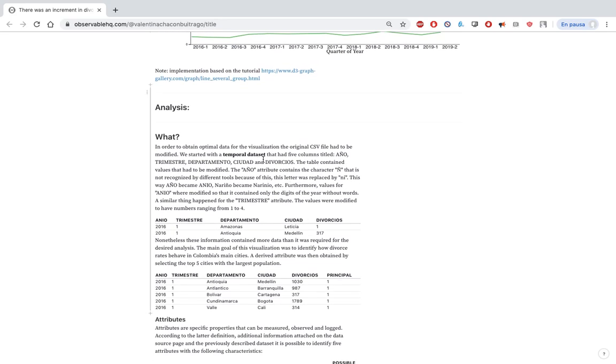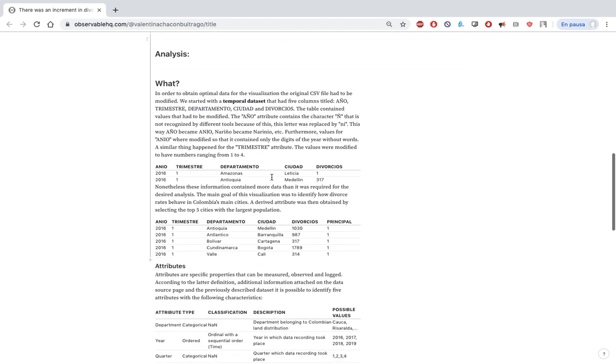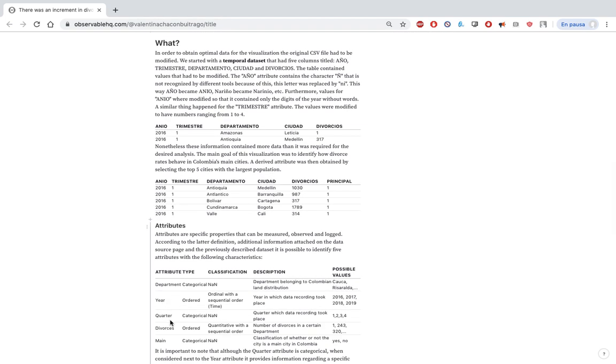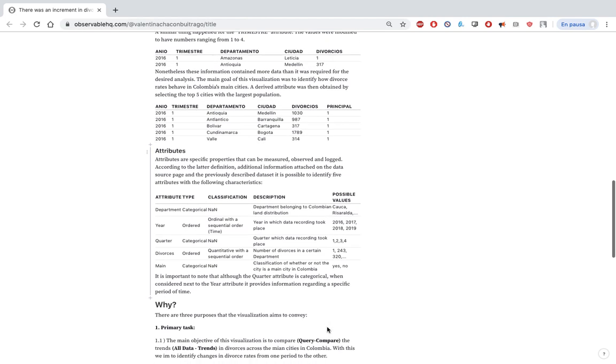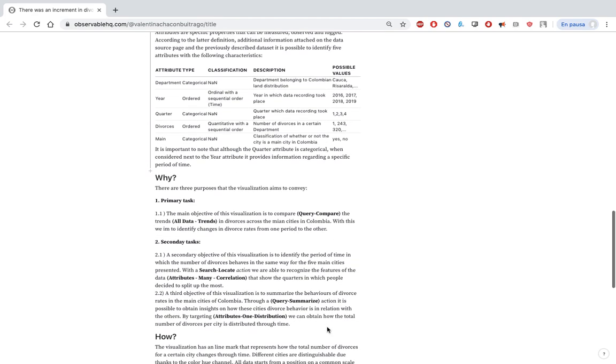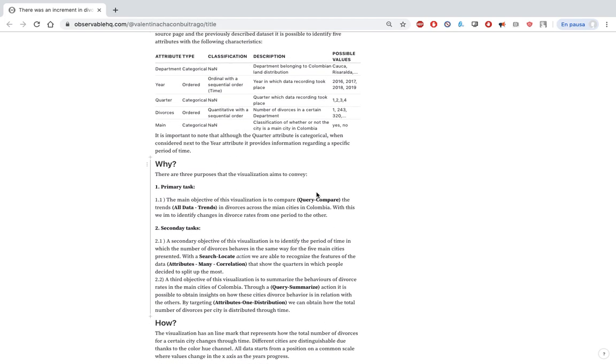As for the what, we have a temporal data set with 5 attributes, which are year, quarter, divorces, and main, which identifies whether a city is a main city in Colombia or not. And the why, we have 3 primary tasks. The first one is to compare the trends in divorces across the main cities in Colombia.